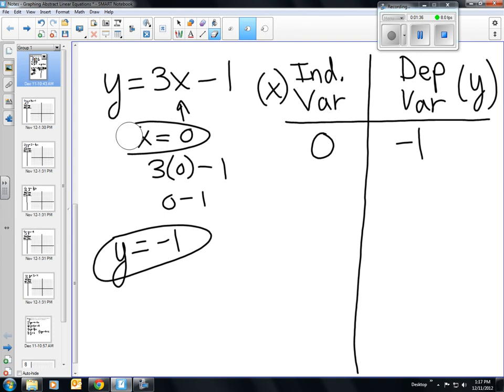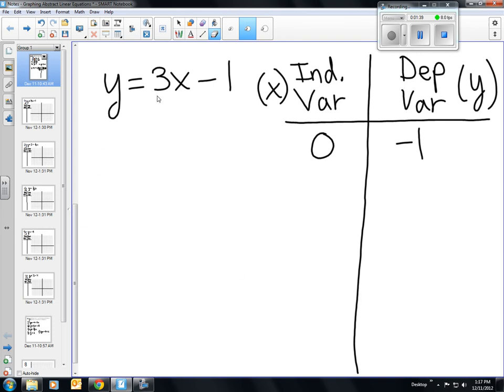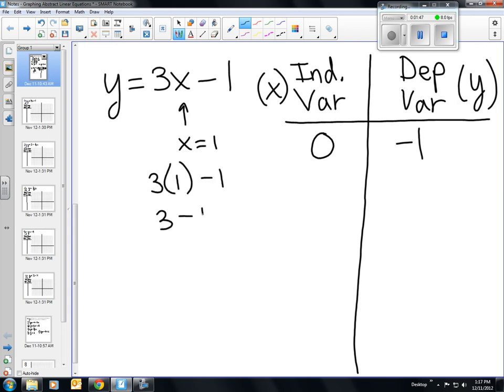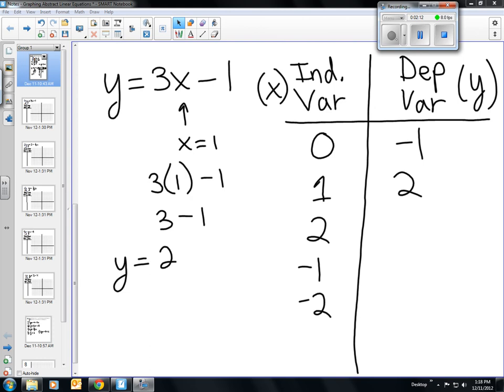We can use that same concept for 4 other solutions. If x is 1, that means 3 times 1 minus 1, which is 3 minus 1, so y equals 2. When x equals 1, y equals 2. You can continue that process and get 5 different solutions. It doesn't matter which values you choose for x, because there are infinitely many values you could choose. I typically choose ones close to 0, like 2, negative 1, and negative 2, but you can choose any you want.